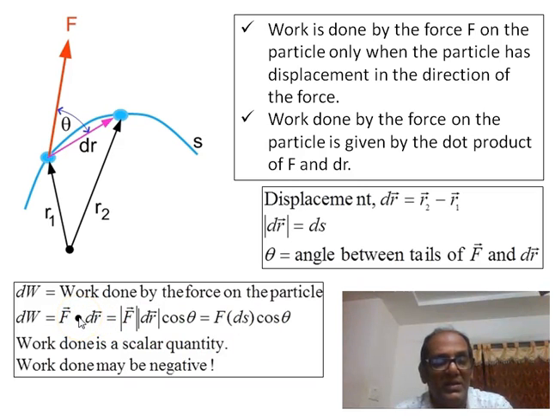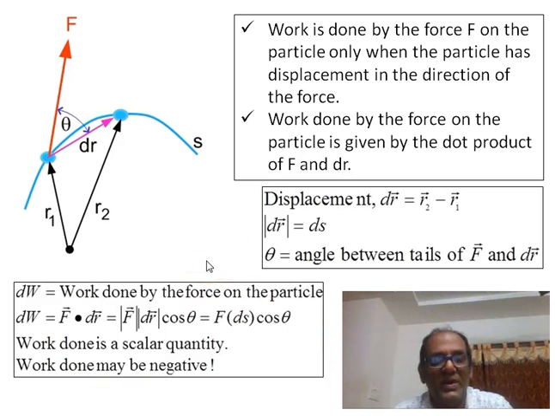Because this dot product yields a scalar quantity, we say that work done is a scalar quantity. It may be negative though. In situations where cos theta is negative, work done is negative. One very specific example of cos theta being negative is when the vectors f and dr are opposite to each other. For example, if f bar is going along the positive x-axis and dr bar is going along the negative x-axis, or vice versa. In that case, the work done is a negative quantity.